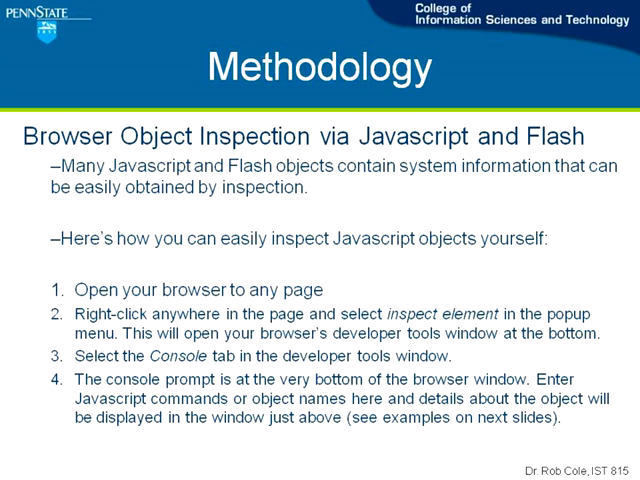The console prompt is at the very bottom of the browser window. Enter JavaScript commands or object names here, and details about the object will be displayed in the window just above. This allows us to inspect the objects. We'll see examples on the next slides.